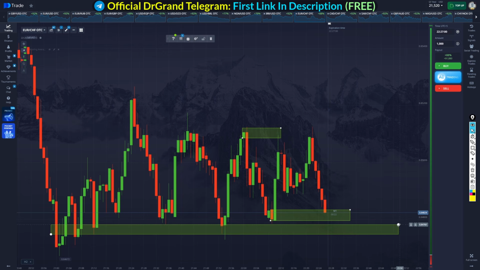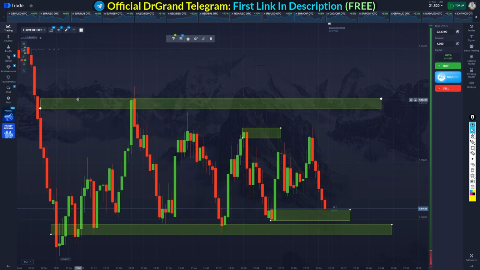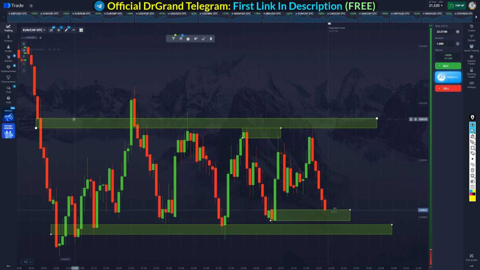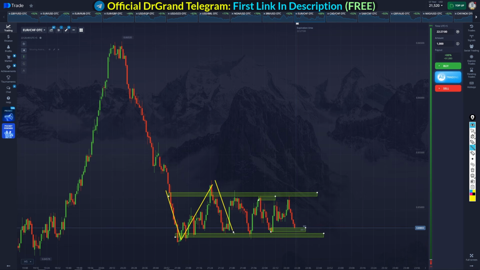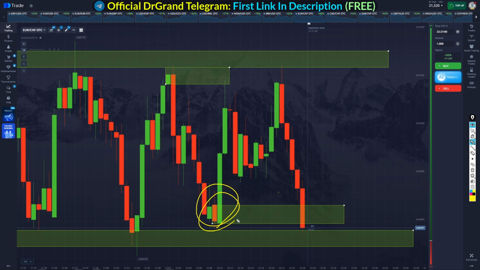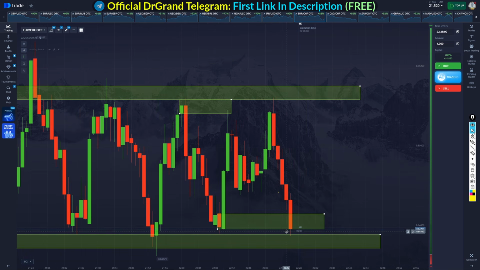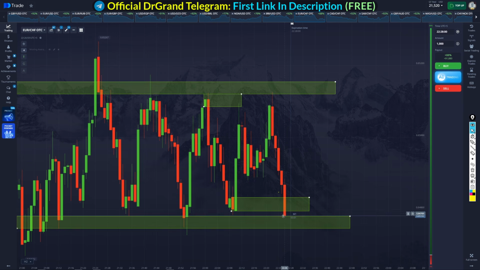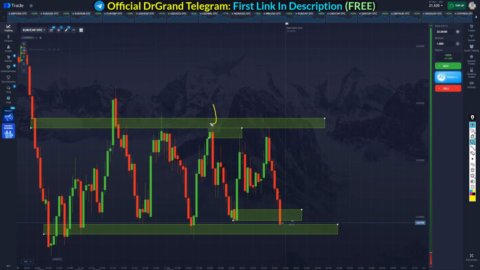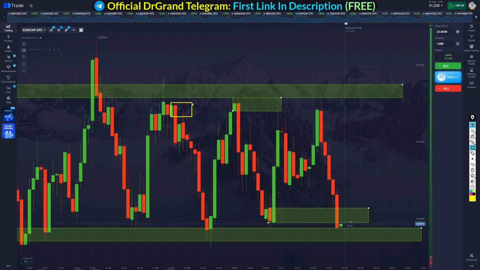Wait, support area. This is the first thing every trader learns. Classic support and resistance. Look, support, resistance. Now, in support areas, we see demand, so it should add up as a confluence. In resistance area, we see supply. Again, resistance area, supply.